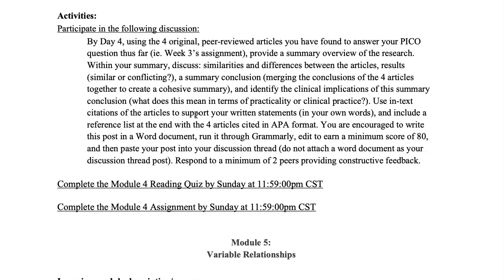Again, do this in a Word document, then run it through Grammarly and edit to get the score of 80. Then paste your post in the discussion threads. Do not attach this as a Word document. Okay, that's due on Thursday. By Sunday, respond to 2 of your peers providing constructive feedback. And as always, make sure that your post is a minimum of 1 fully developed paragraph.